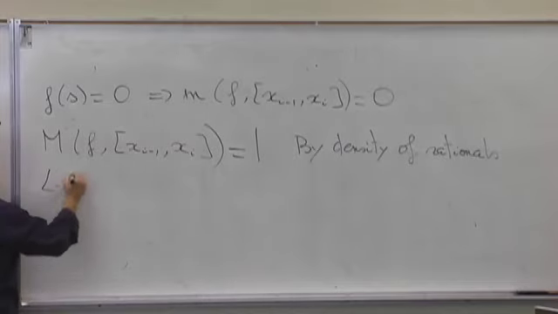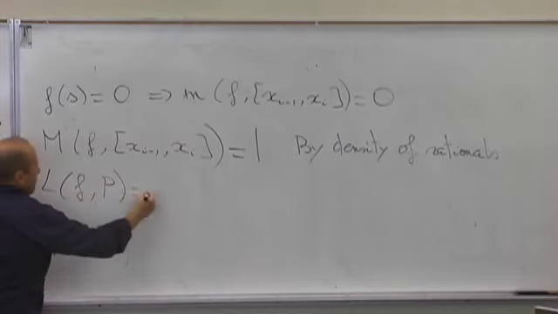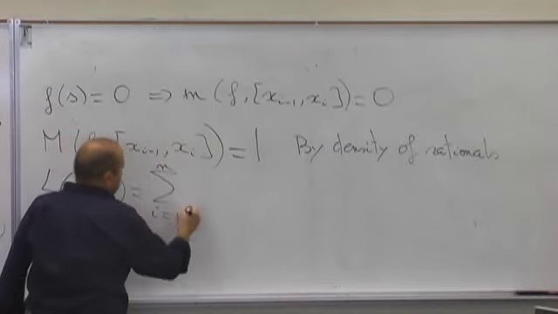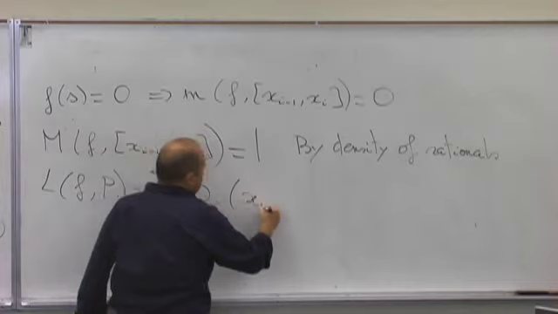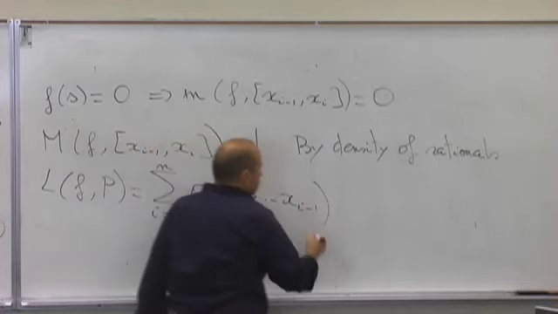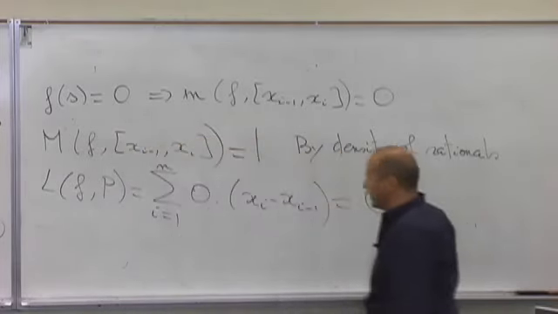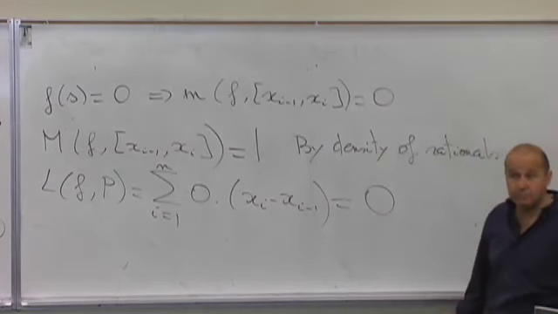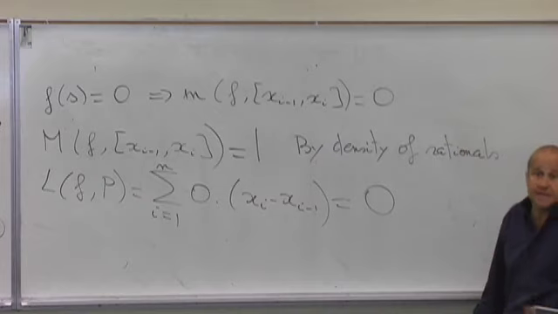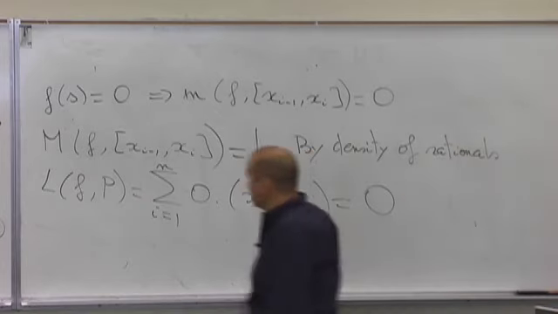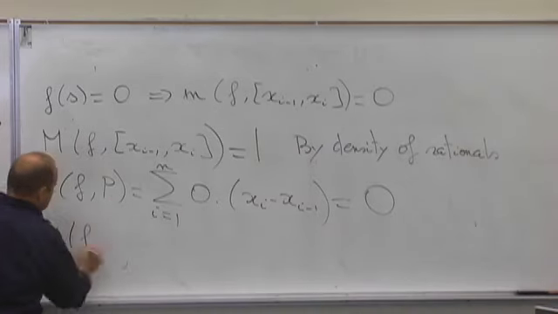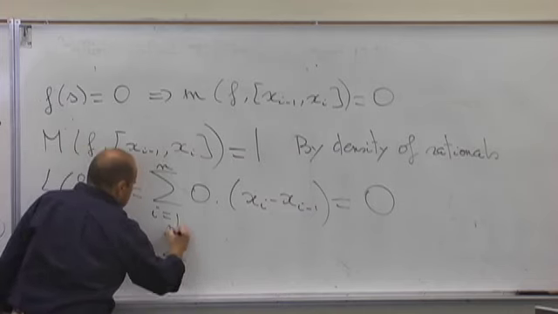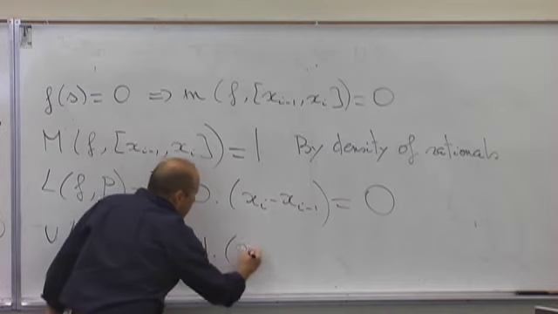So the lower Darboux sum is going to be 0 times x_i minus x_{i-1}. For all terms, we are going to find the lower Darboux sum to be equal to 0, because all the lowercase m are 0. So you cannot get anything else. And the upper Darboux sum is going to be 1 here.